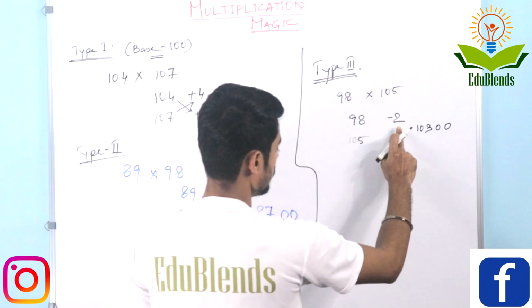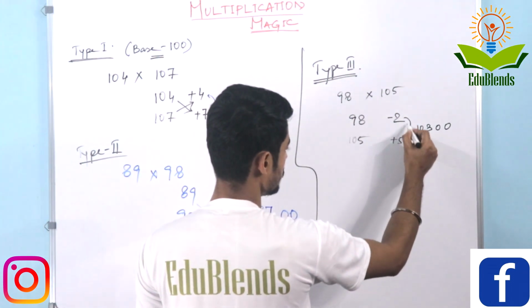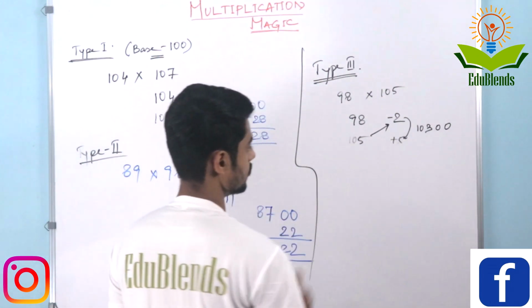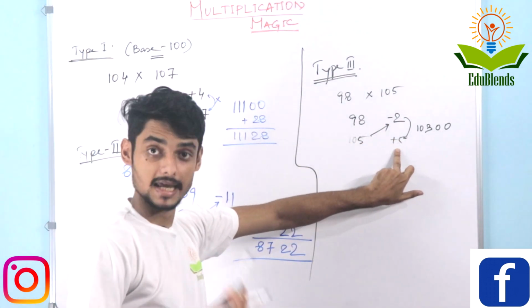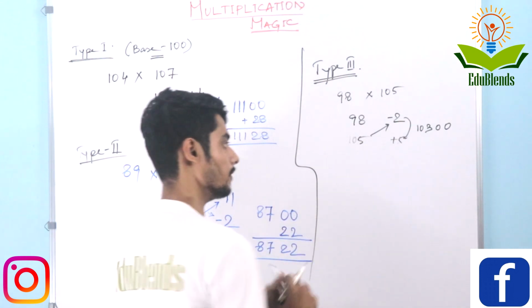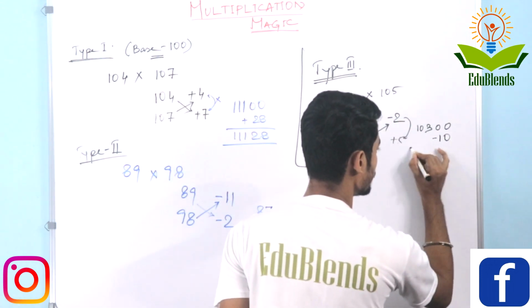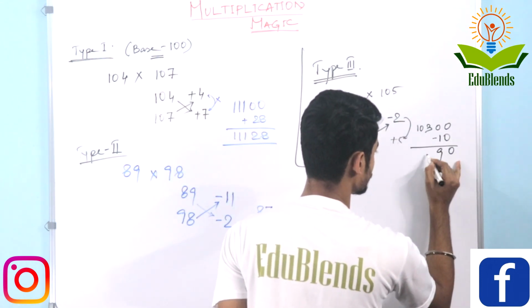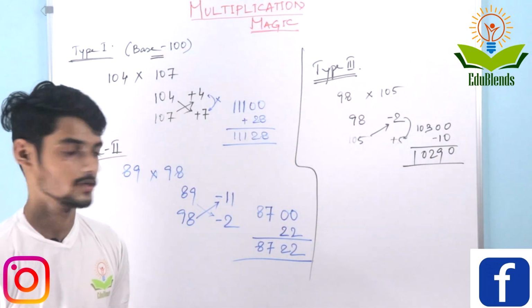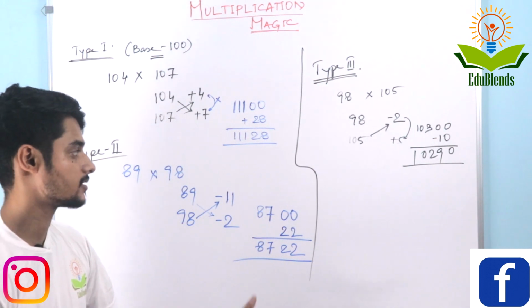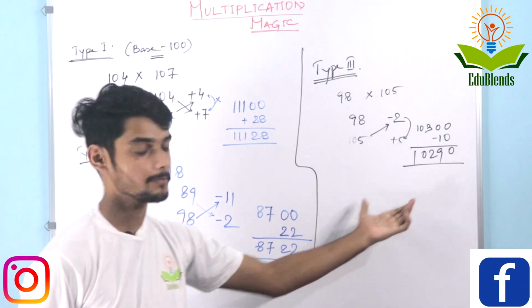00, and now you need to multiply these two. Now minus 2 into plus 5, what? Minus 10. So you need to subtract the number 10. So answer will be 10290. So this much. If we calculate first, then we will obtain this within 5 seconds.